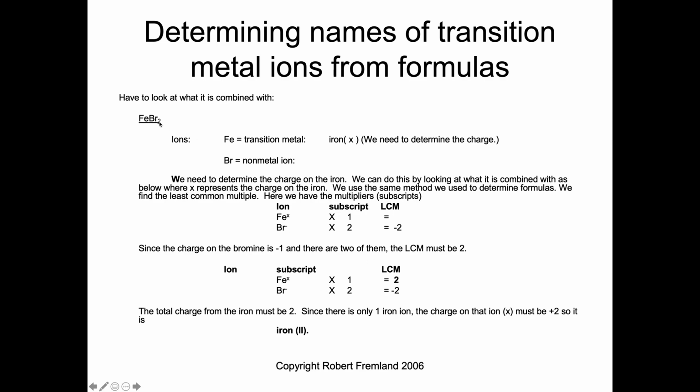From the formula, we know that there's 2 of them. That means there's 2 negative charges. If there's 2 negative charges, there have got to be 2 positive charges. There's only 1 iron. We know that from the formula. That means that iron must be a +2 charge. Okay.